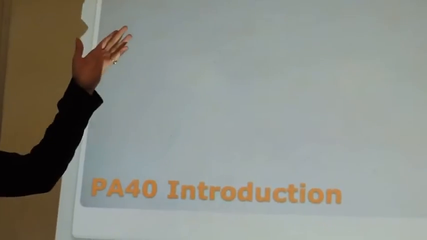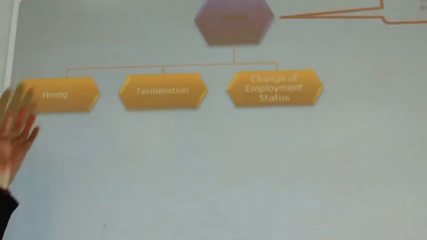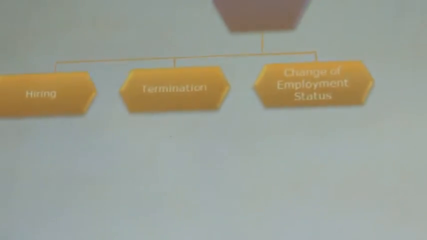So what is PA40? PA40 is where we execute actions for the first time for the employee. Whenever we want to run any action for an employee, we use PA40. These are the different actions like hiring, termination, change of employment, and so on.